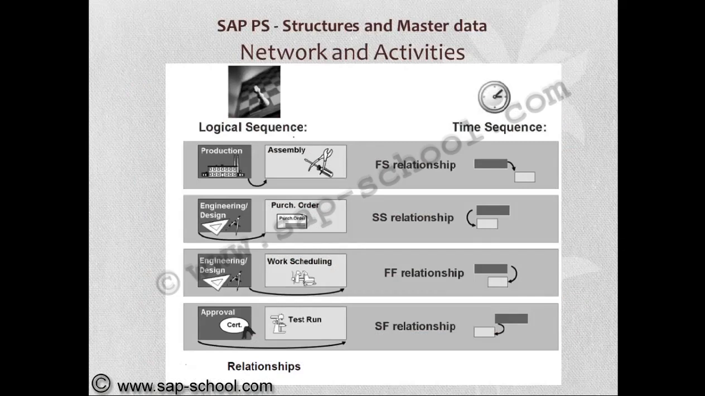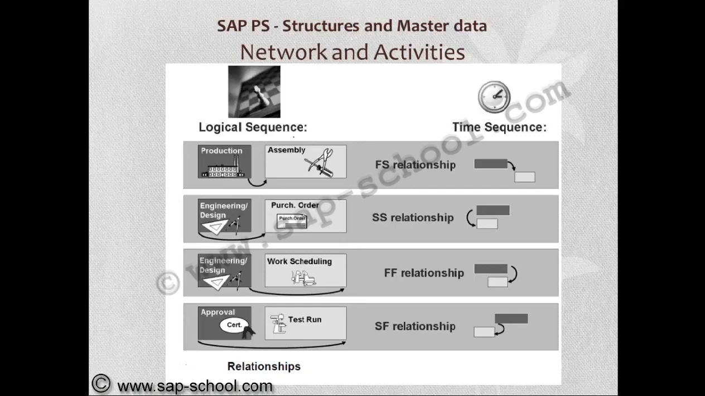Finish to start, that is the FS relationship. That means once the production has been finished, only then will the assembly procedure start. So this relationship will be used to link these two activities. Another one is start to start, the SS relationship. The engineering design and purchase order processing will be started simultaneously, so both start together.